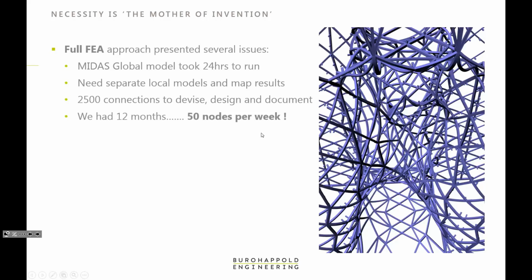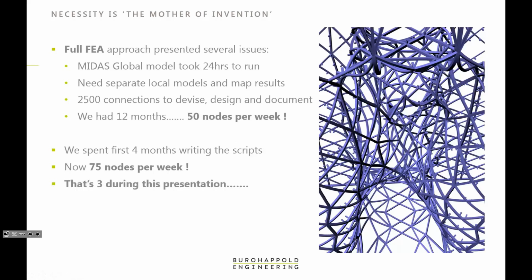Think about that. Now, Rob and one of his colleagues spent the first 4 months with myself, but they were doing the coding, working out how to do this from a computational approach. That means we've now got to do 75 a week. And to put that in perspective, that's 3 during the time of this presentation.